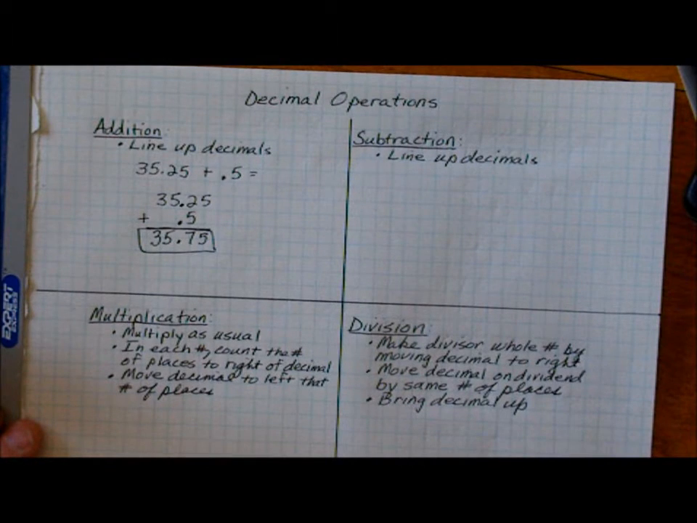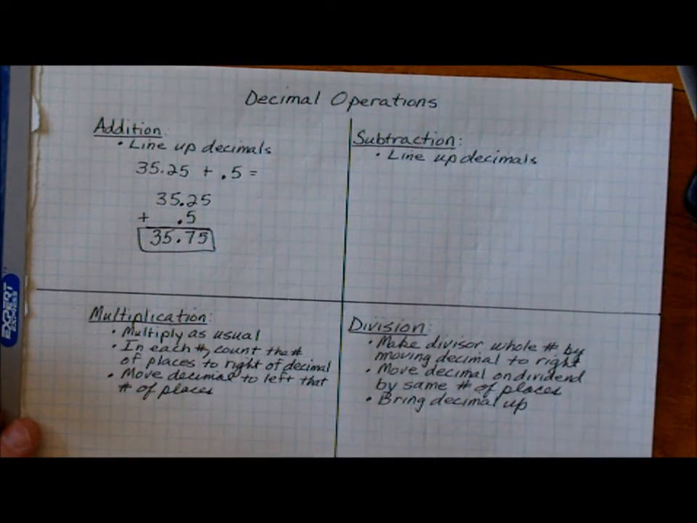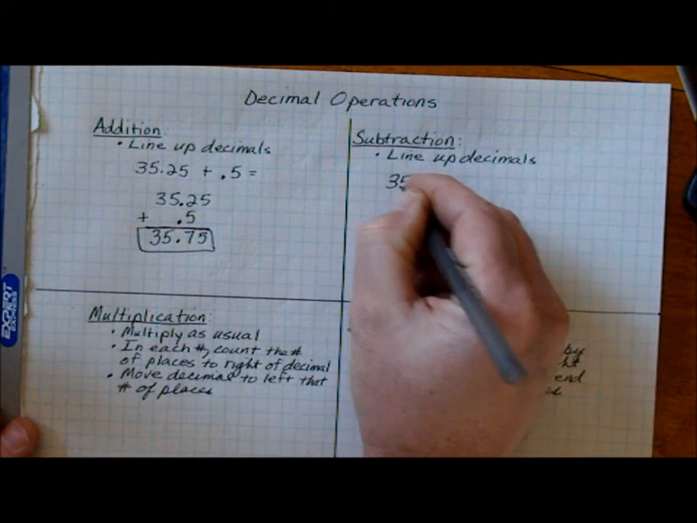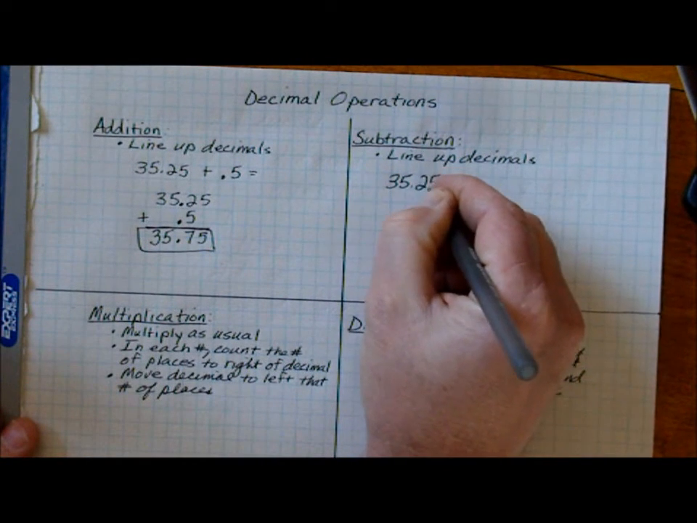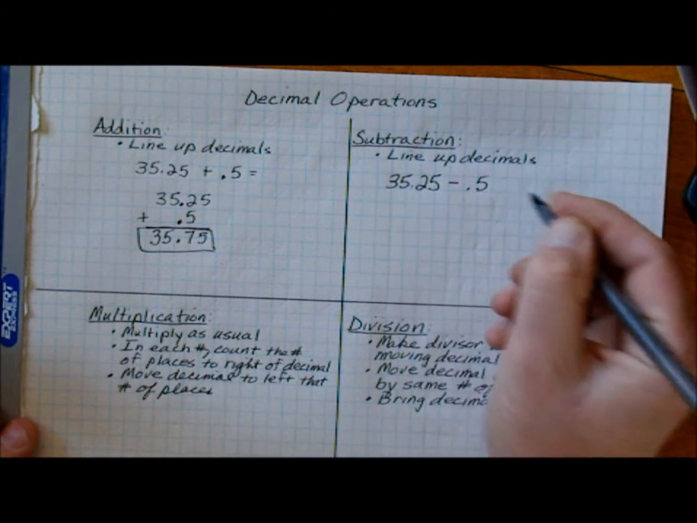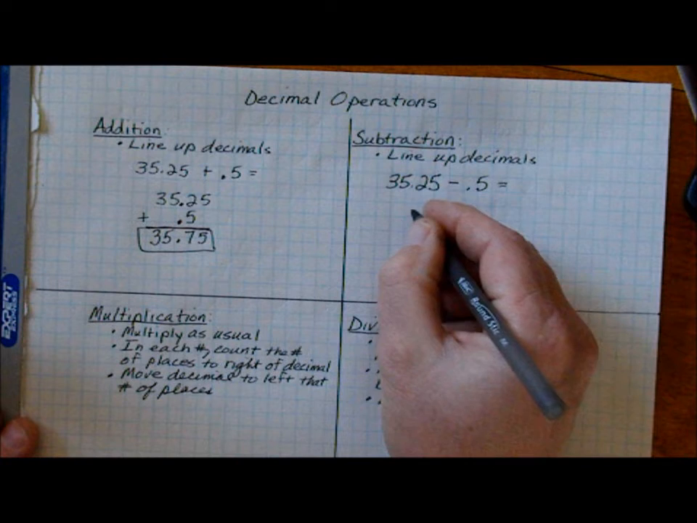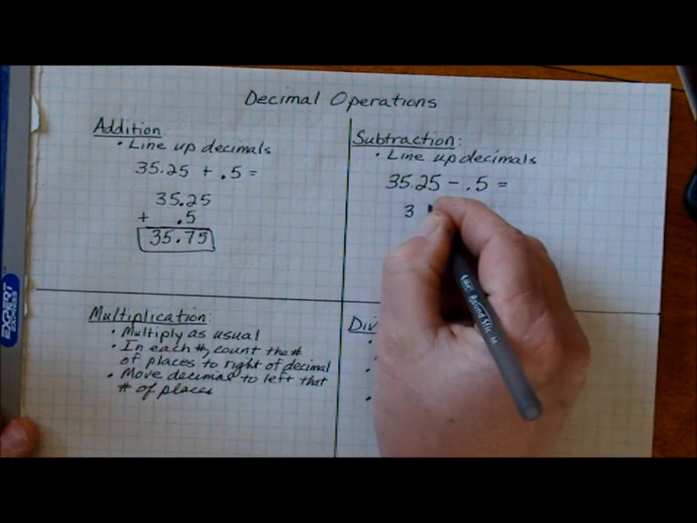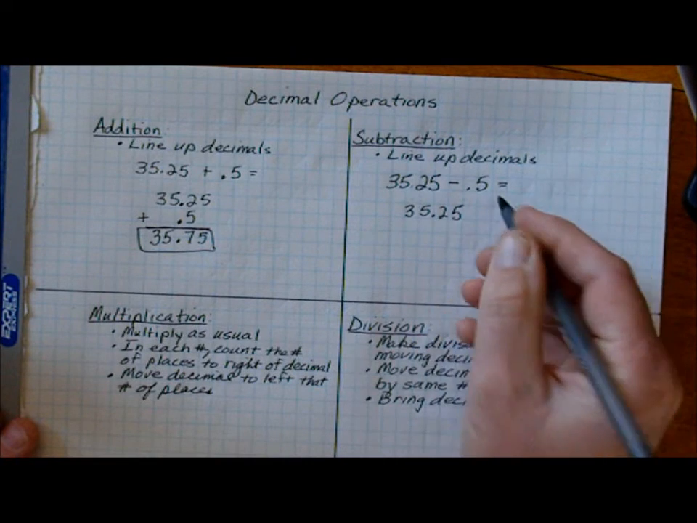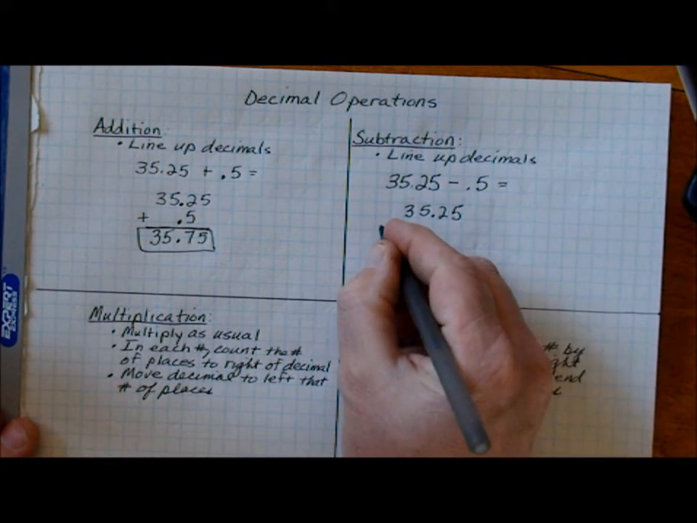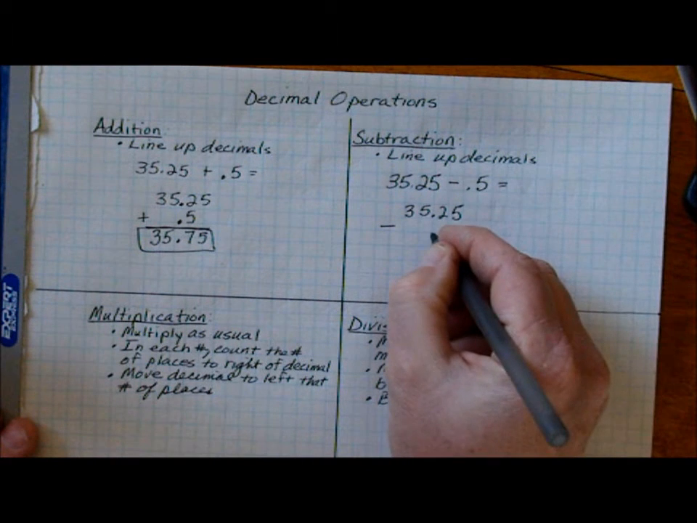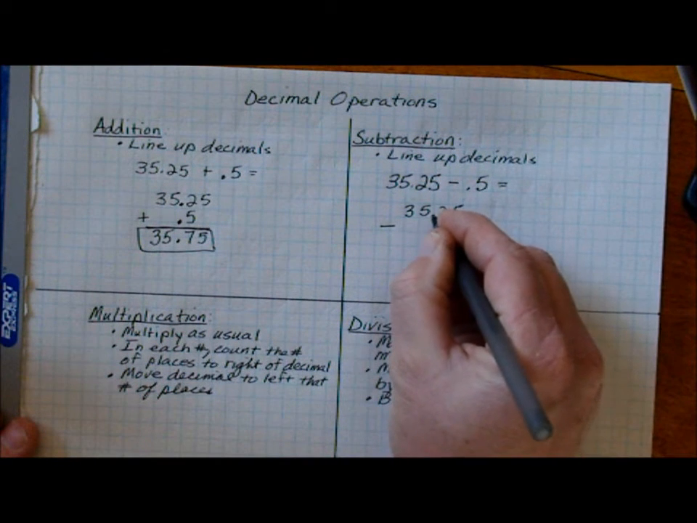Now, subtraction is basically the same rule. I'm going to line up the decimals. So let's take the same numbers, but this time we're going to subtract. So I have 35.25, and I'm going to subtract 0.5. Okay? So I'm going to line up the decimals again. 35.25. Here's my 0.5 that I'm subtracting. I'm not going to put it here. I'm going to line it up with the decimal right here with this other decimal.